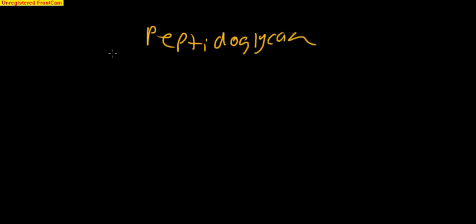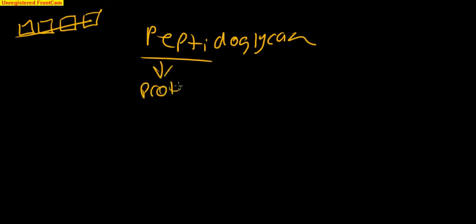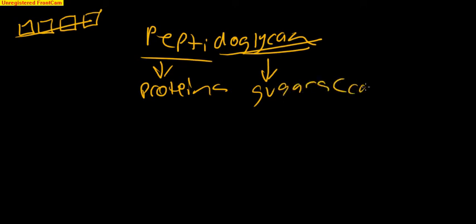All right, pepti. What do you see there? Peptide, peptide bonds. Peptide bonds are between nucleic acids, and nucleic acids make up proteins, right? So this is going to be made up of proteins. And peptidoglycan, glycan. What do we know? Glycan, glucose, sugars, carbohydrates. So it's going to be made up of proteins and sugars.